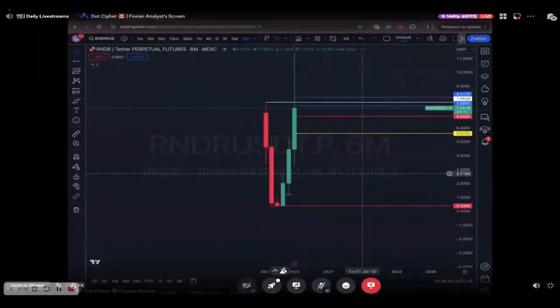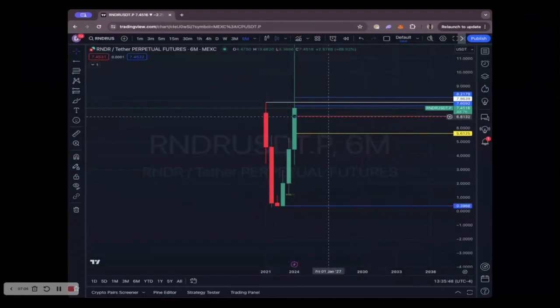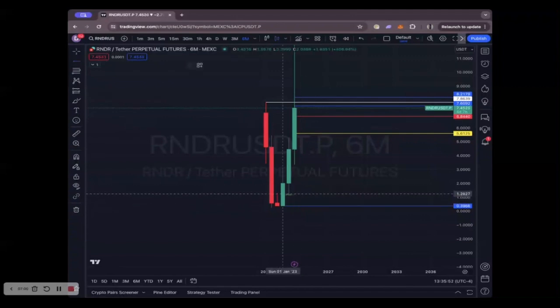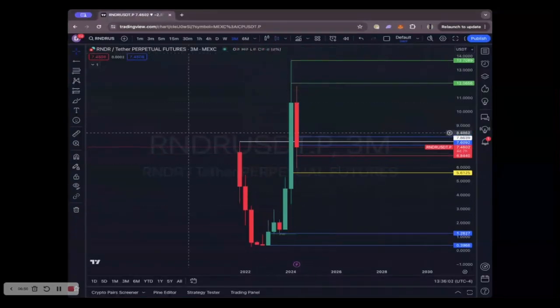6 month, yeah, there's one right there. 1 and 2, and let's check 3 month. Okay, so this is where it starts to look bullish again. On the very, very high time frames, it looks bearish. On the lower time frames, it looks slightly more bullish.